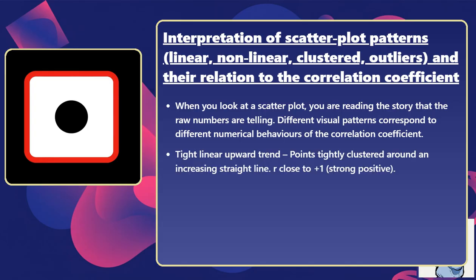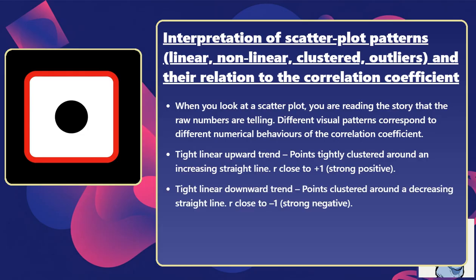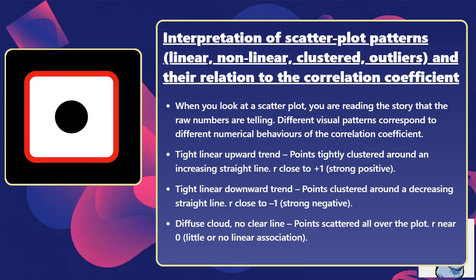Tight linear upward trend, points tightly clustered around an increasing straight line, are close to +1, strong positive. Tight linear downward trend, points clustered around a decreasing straight line, are close to -1, strong negative. Diffuse cloud, no clear line, points scattered all over the plot, are near zero, little or no linear association.